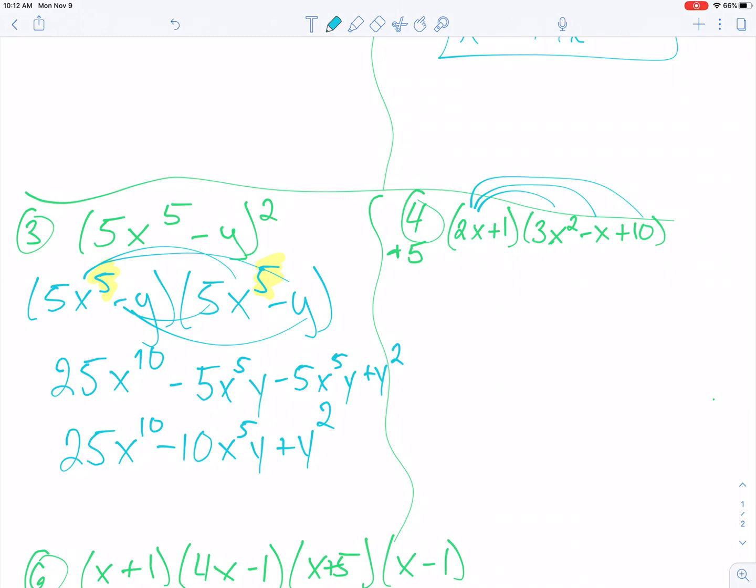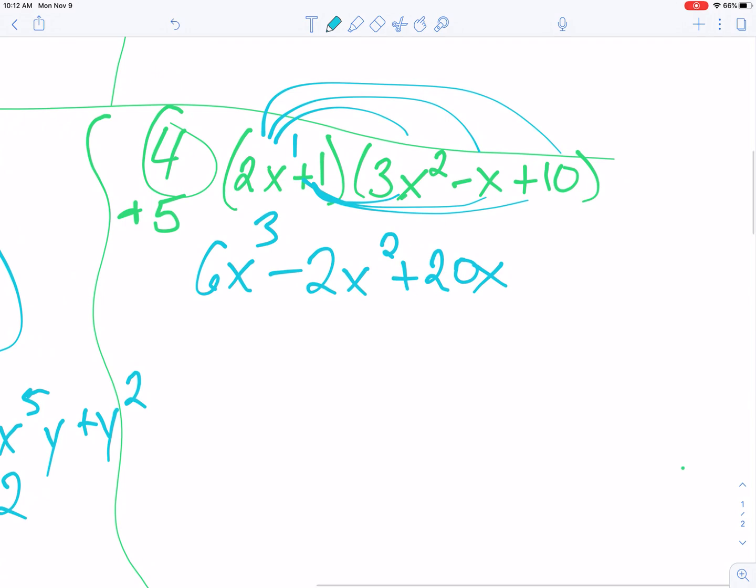So 2x times 3x squared is 6x cubed, right? Because this would have like an imaginary exponent of 1, and then you add those, so it would be 3. And then it would be minus 2x squared plus 20x. Okay, then I'm going to have to distribute on the bottom side. And I hope I can squeeze it all in. Maybe if I zoom in, it'll help. All right, so that'll be plus 3x squared minus x plus 10.